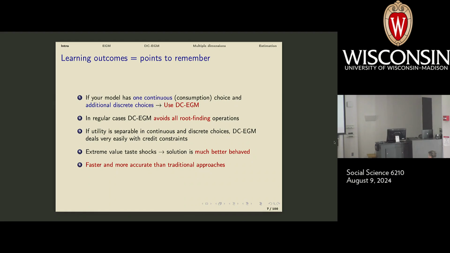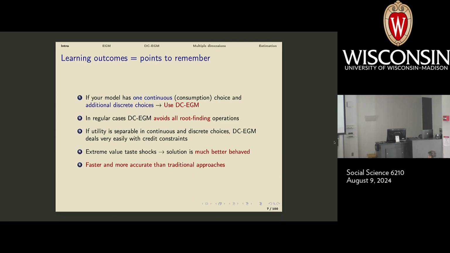If you fall asleep during the lecture, these are the points to remember. If your model has one continuous consumption choice and one additional discrete choice, use DCEGM. It's about 100 times faster than anything else that you can come up with, and it's much more accurate. If you are lucky to work just with a consumption savings model, it's about 3 orders of magnitude faster. There's no thinking to be done. You just go to endogenous grid point methods.